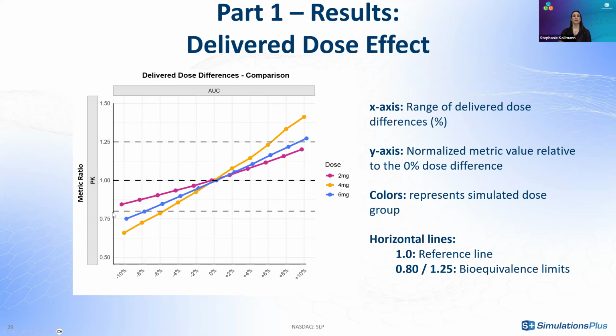And the dashed lines at 0.8 and 1.25 represent the standard bioequivalence limits. In a real study, the 90% confidence interval for the test to reference ratio would need to stay within these bounds to confirm equivalence.